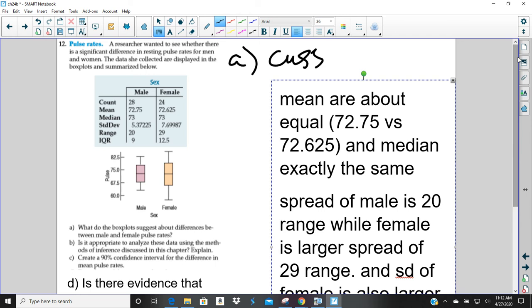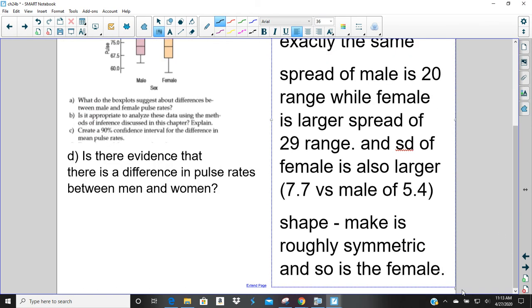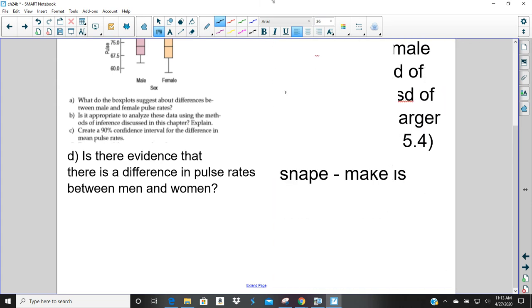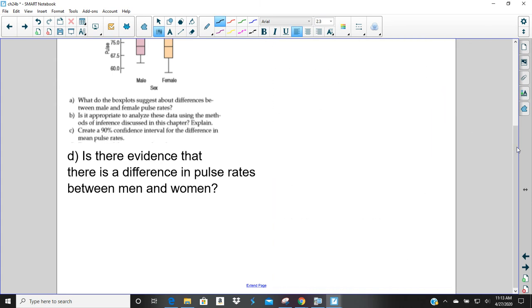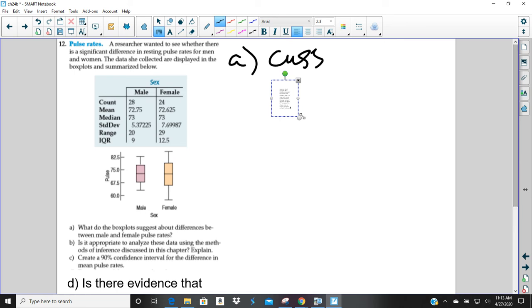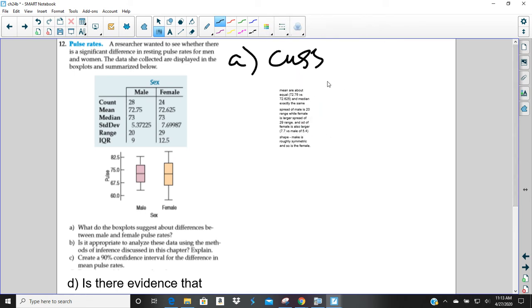When I talk about talking about a picture, I talk about CUSS. Unless it's a line, and I talk about line, L-I-N-E-S, linear. Okay. So is it appropriate to analyze these data using the methods for inference discussed in this chapter? Explain. So let me quickly bring this smaller so we can then talk about, real quick, oh my gosh, that's small. You'll never be able to read that. Well, you'll be able to read it because I will make it bigger eventually. Or we have it in our notes, of course.